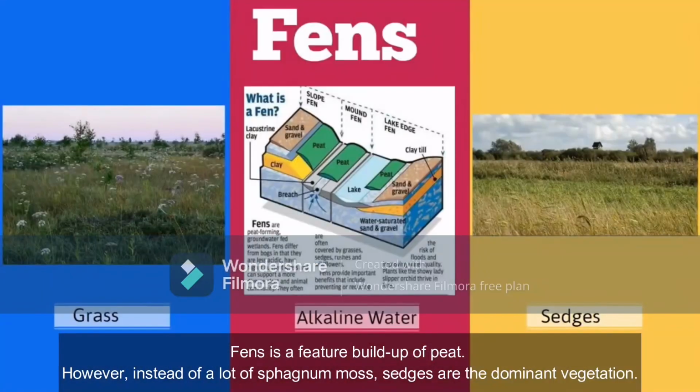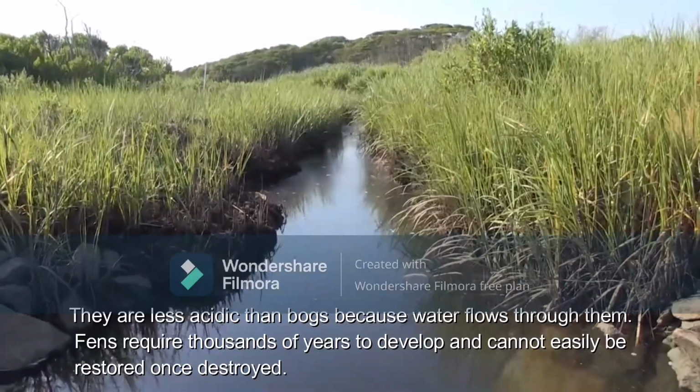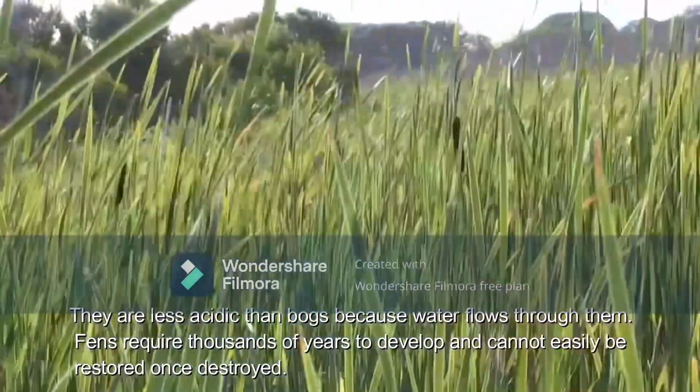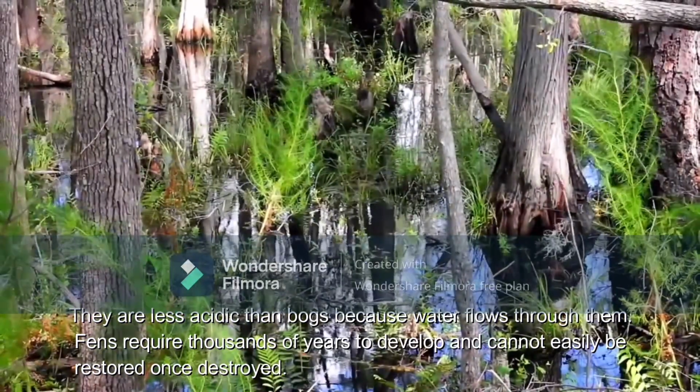Fen is a feature built out of peat. However, instead of a lot of sphagnum moss, sedges are the dominant vegetation. They are less acidic than bogs because water flows through them. Fens require thousands of years to develop and cannot easily be restored once destroyed.